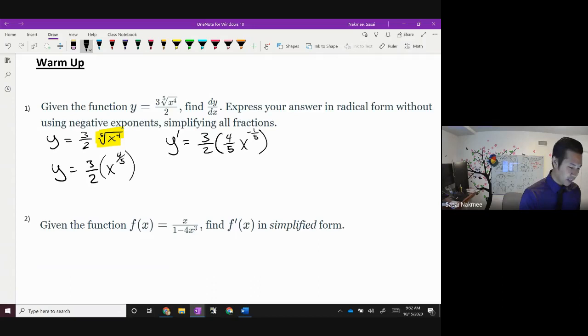Now we simplify the fractions here. So how did it turn into a negative 1 over 5? Very good question. Very good question.